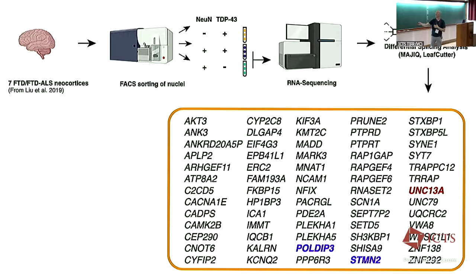She found STATHMIN2 again. She found POLDIP3. These were known targets of TDP43. So it was like, all right, we're on the right track. And then she found 64 novel ones. And the one that jumped out at us is called UNC13A.